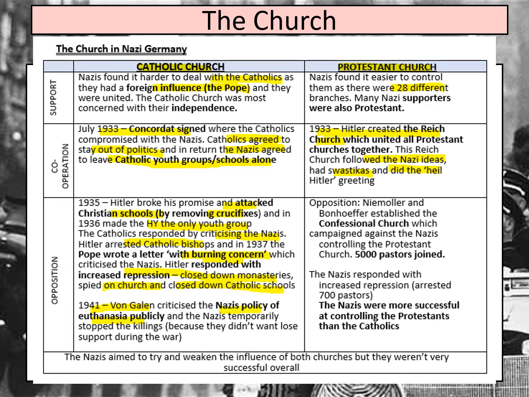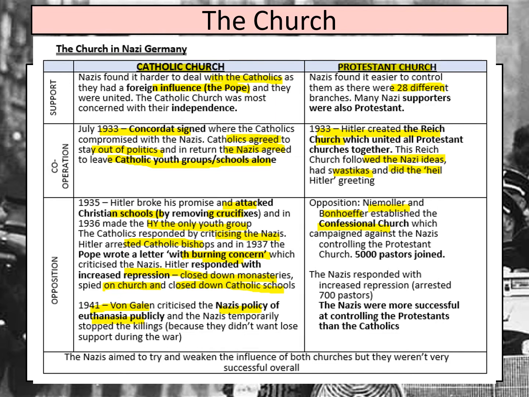So generally, the Nazis found it quite easy to control the Protestants because they just united them into one Nazified church. However, not all of the Protestant leaders were happy about that. For instance, Niemöller and Bonhoeffer were two Protestant priests who were very unhappy with that policy of linking the church and the state. And so they established their own anti-Nazi church called the Confessional Church, which campaigned against Nazi policies. And 5,000 out of 17,000 Protestant leaders joined that opposition church.